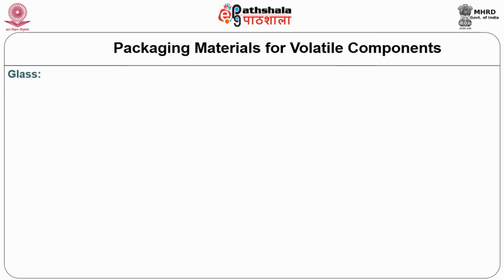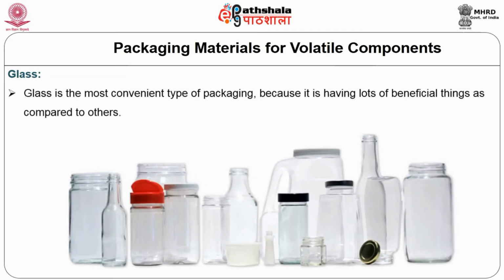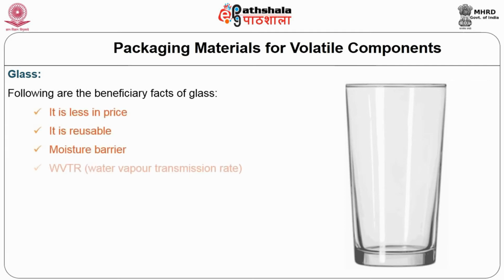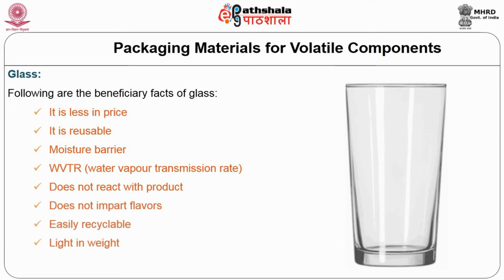The next type of packaging material is glass. Glass is the most convenient type of packaging because it has lots of beneficial things as compared to others. Following are the beneficial facts of glass. It is less in price. It is reusable. It has more moisture barrier properties. Its water vapor transmission rate is very low.